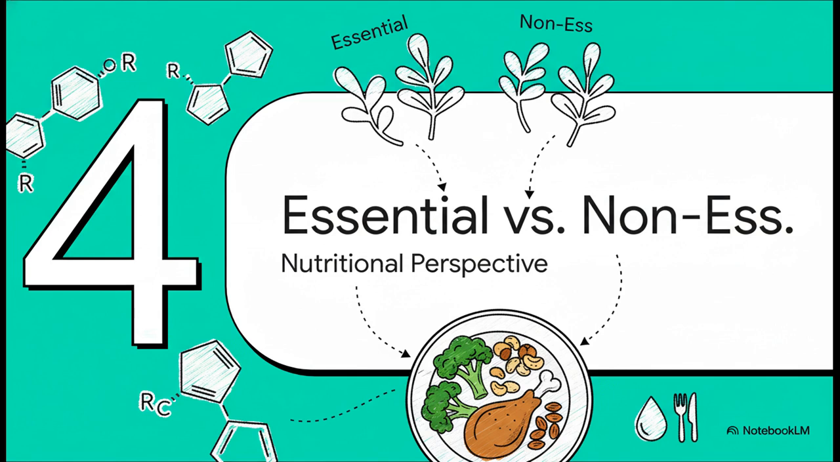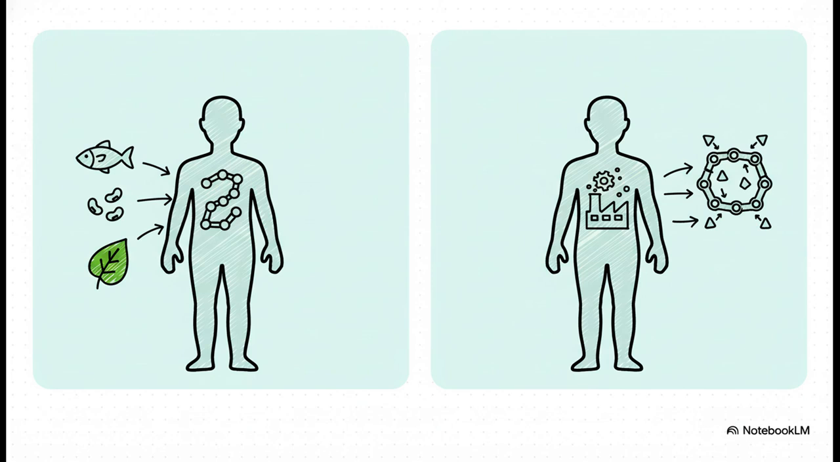That brings us to a really practical way of looking at amino acids. This is where we get into essential versus non-essential amino acids, and that naming can be a little confusing, so let's clear it up. Non-essential are the ones our body can make itself. It's got the factory for it. Essential are the ones we have to get from our food. Our bodies just can't build them.